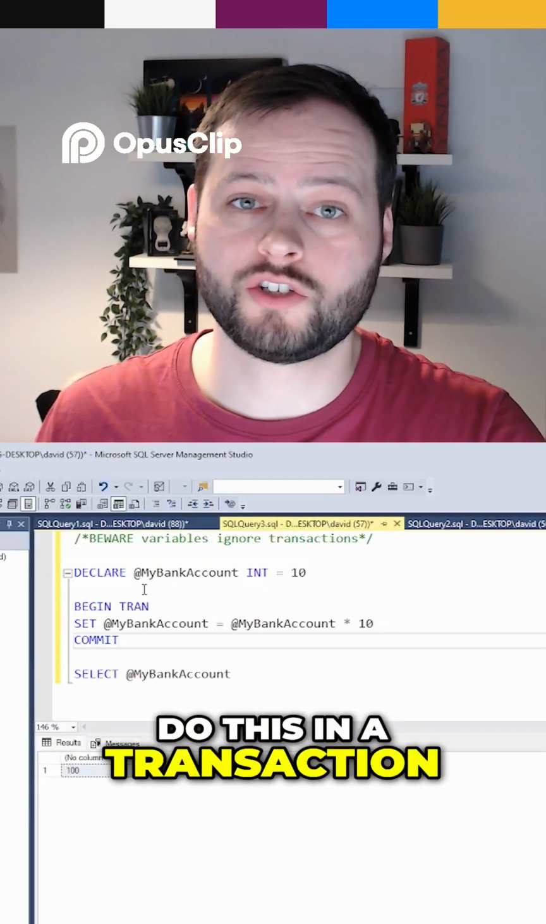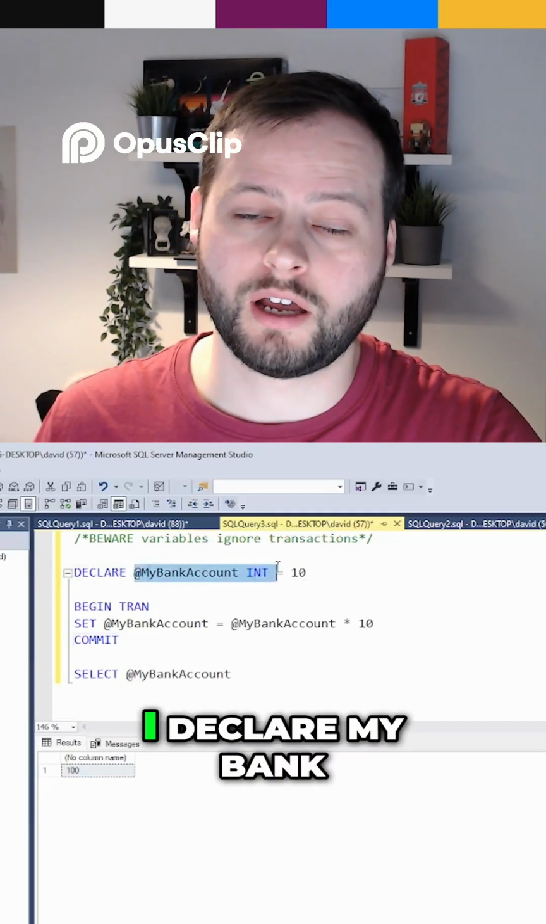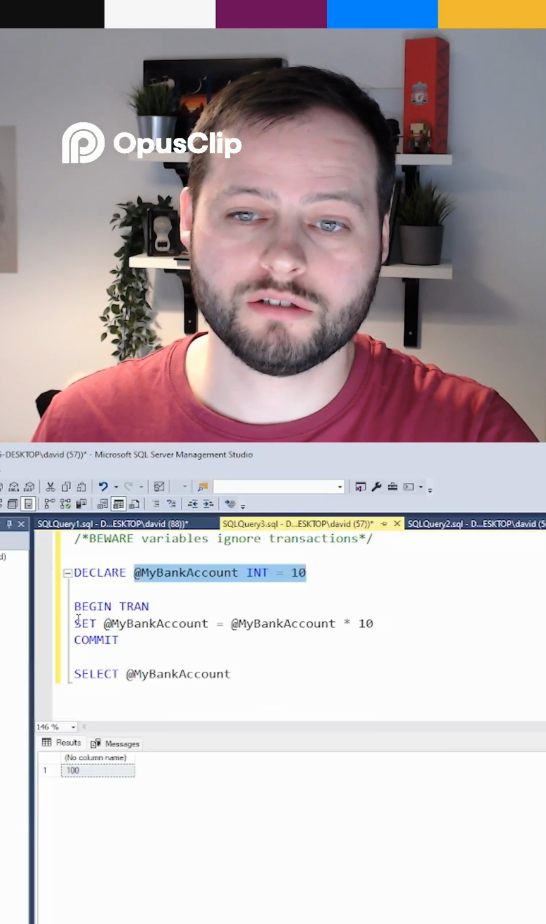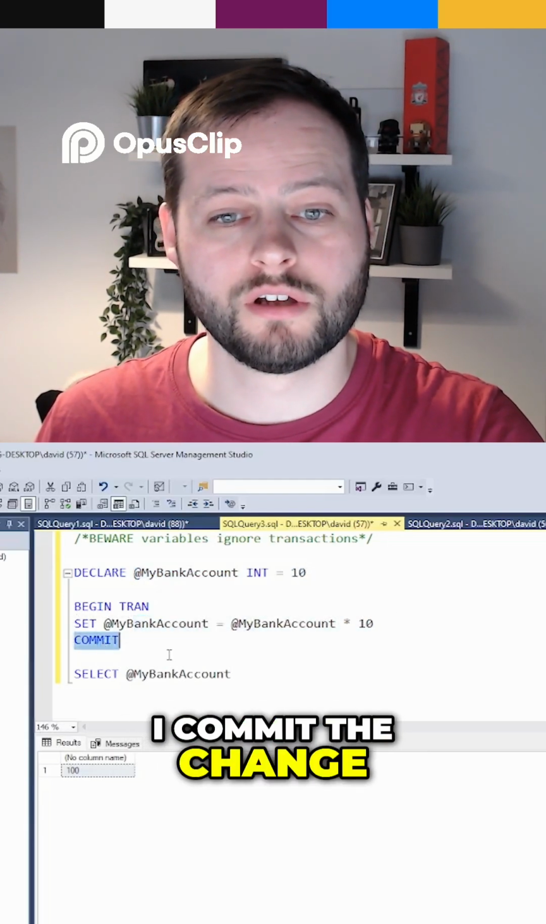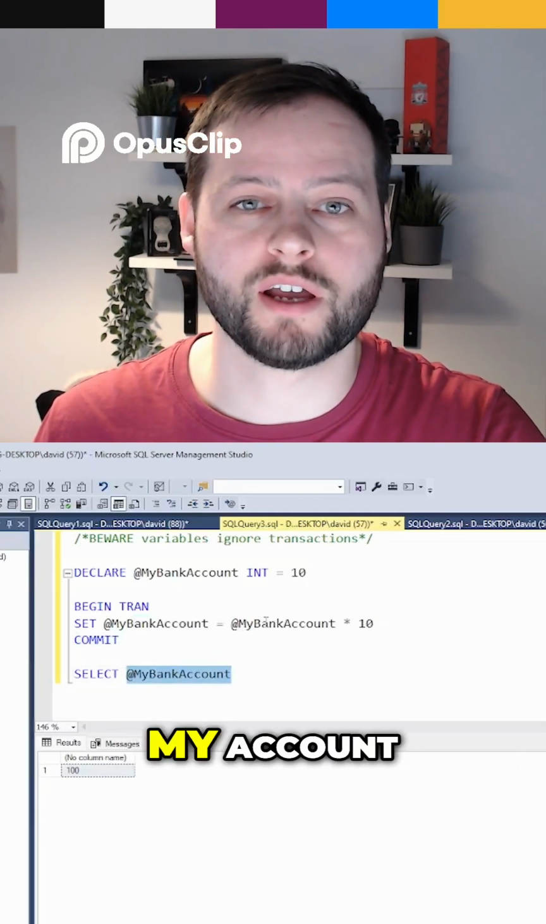If I want to do this in a transaction, because I'm being really careful, I declare my bank account amount, begin the transaction, I do the sum, I commit the change. Amazing. I've still got £100 in my account.